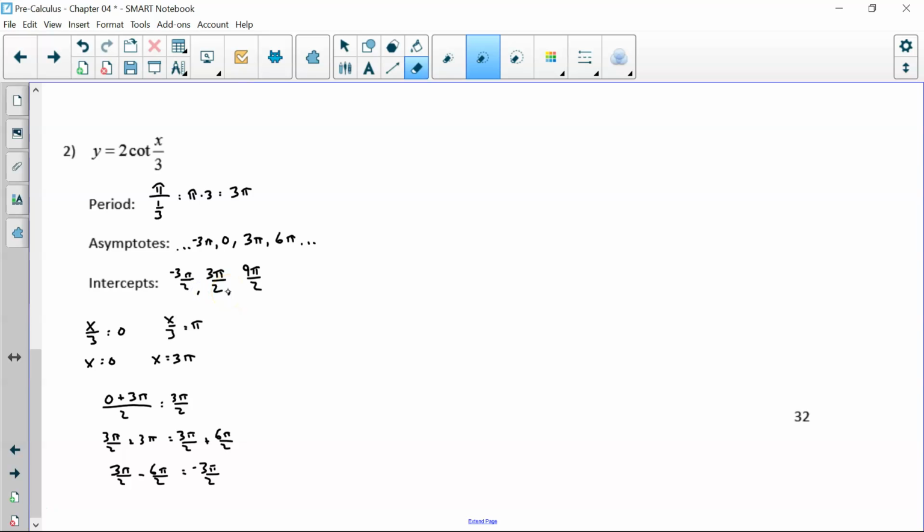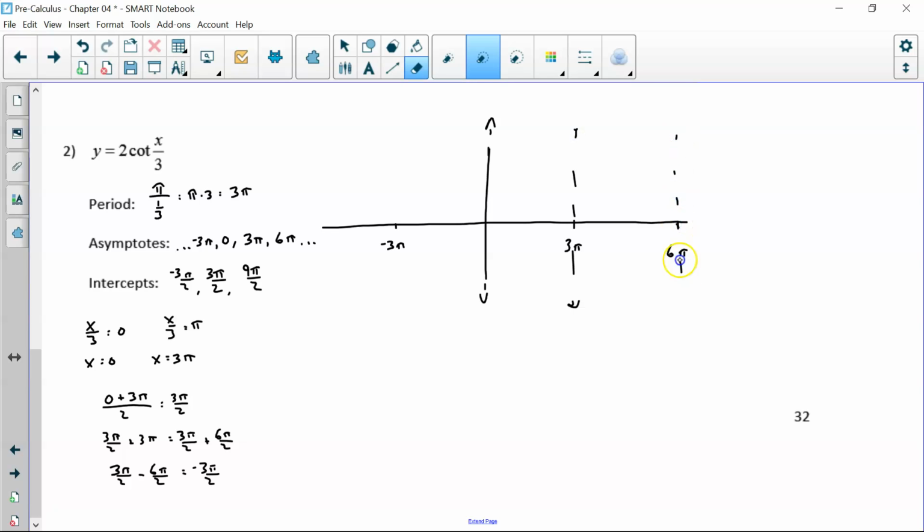So we can graph this pretty quickly, actually. I have my asymptote at 0. So now I'm at 3 pi. And now I'm at 6 pi. I'll put another asymptote at negative 3 pi. So now my asymptotes: there's one at 0, 3 pi, 6 pi, and now in between is our intercepts. We have one at negative 3 pi over 2. We have one at positive 3 pi over 2, and we have one at 9 pi over 2.